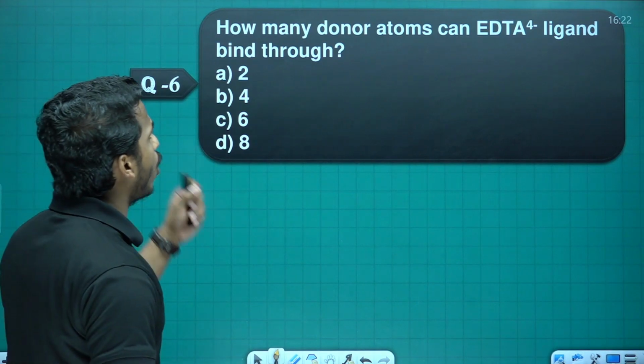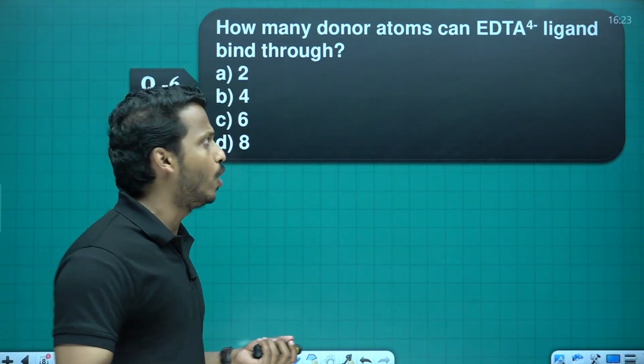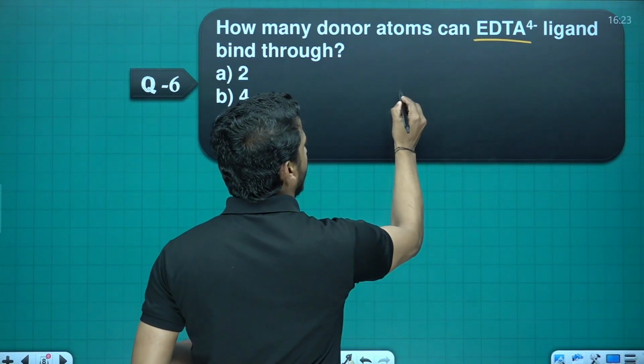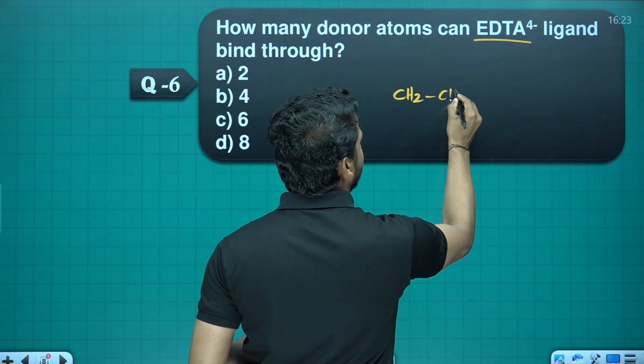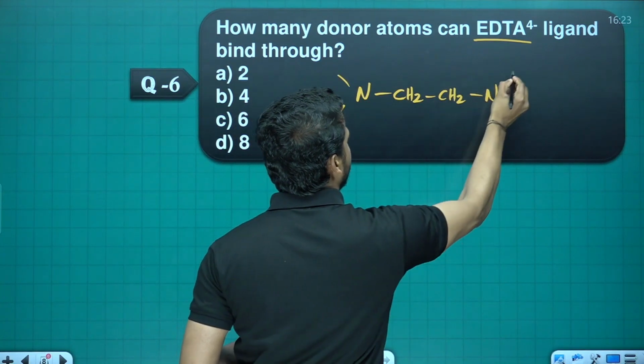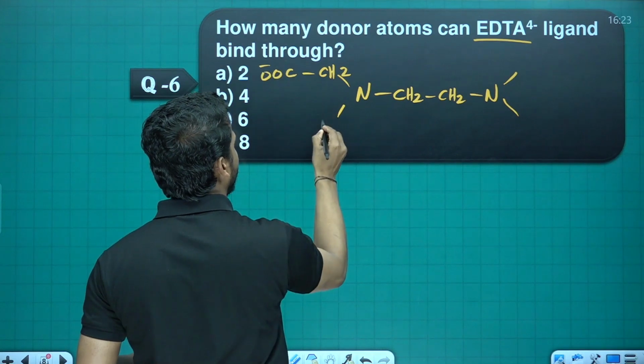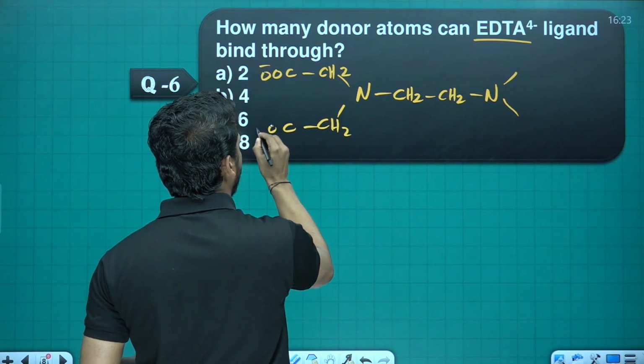Now, how many donor atoms can the EDTA 4- ligand bind through? What is the EDTA full form? My dear, EDTA is what? Ethylene diamine tetra. Tetra means 4. What? Acetate. CH2COO-, CH2COO-.